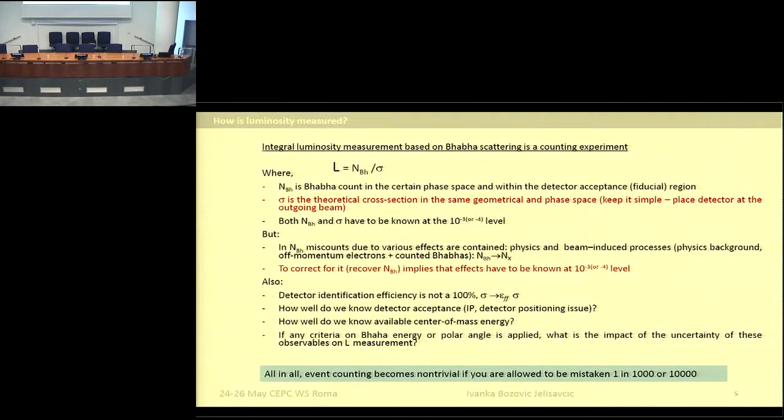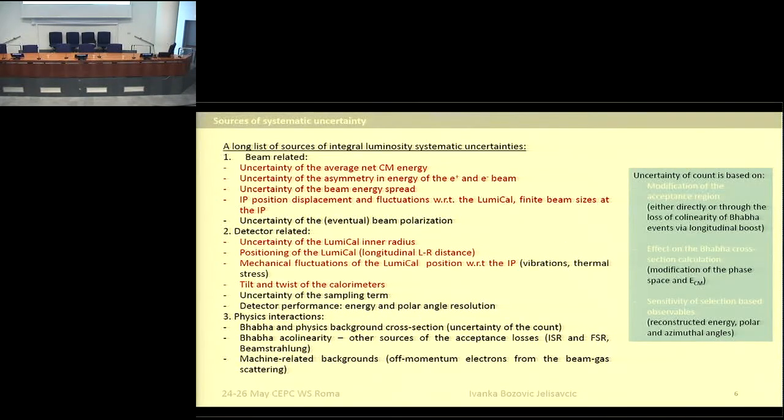Also, the detector is not 100% efficient. Everything can be misplaced from the interaction point with respect to the detector and vice versa. Then it is an important question, how well do we know the available center of mass energy because of the cross-section calculation? And in addition, how do you know the observables you are basing your luminosity method on? All in all, this becomes quite non-trivial, and this is a long list of systematic uncertainties. We addressed basically most of them: beam-related uncertainties, detector-related uncertainties. What is left is the uncertainty of the sampling term, and various effects from physics interaction, or physics background.